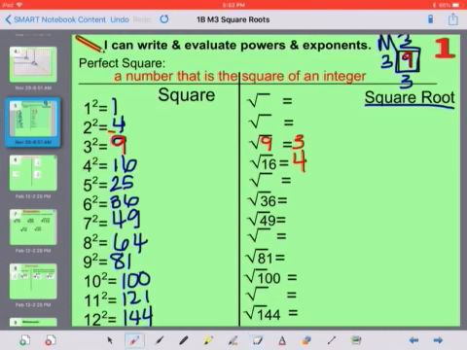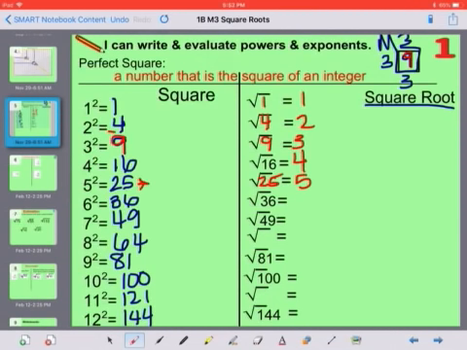If we look at the square root of 1, what times what gives you 1? Well, 1 times 1 is 1. Same thing here with 4. The square root of 4, we know 2 times 2 is 4. So notice we have a pattern going on here. Then after 16, we have right here the square root of 25. Well, 5 times 5 would give you 25, so the square root of 25 is 5.